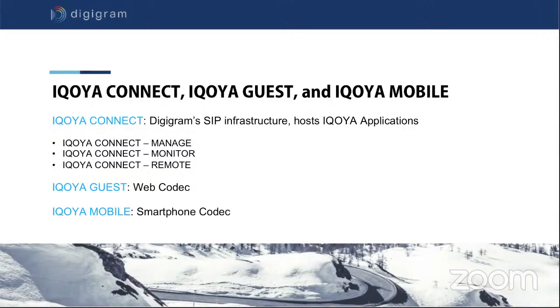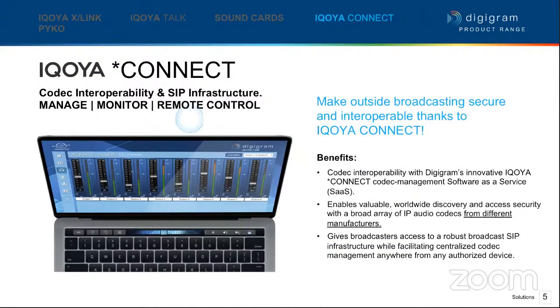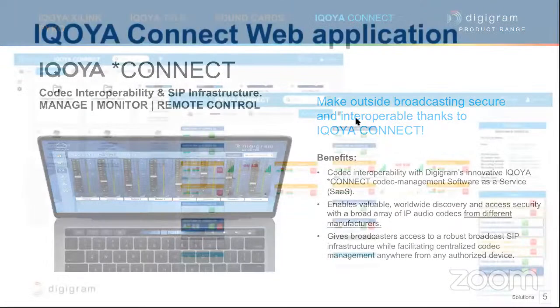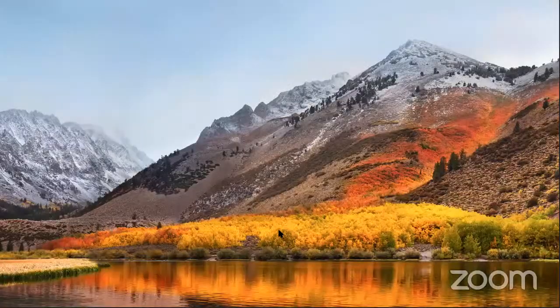Akoya Connect Manage, Monitor, and Remote are software as a service solutions that for a nominal annual or monthly fee, you can subscribe to, much the same way you subscribe to Microsoft Office or Adobe applications. You can run Akoya Connect from a laptop or any computer connected to the internet. And it looks something like this, where you can see your codecs, you can determine your quality of service, you can see your metrics, you can initiate and cancel calls. And depending on the level of Akoya Connect service you subscribe to, you can monitor, manage, or remote control your codecs.